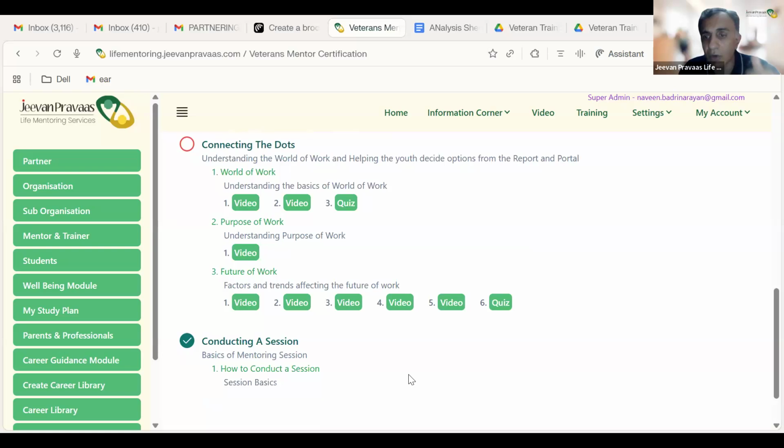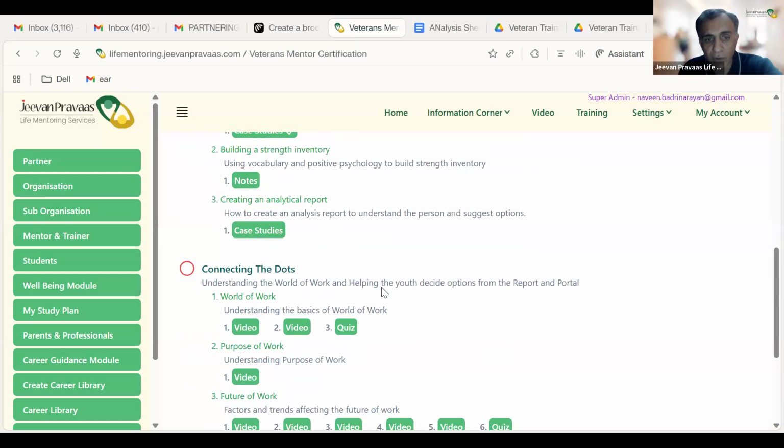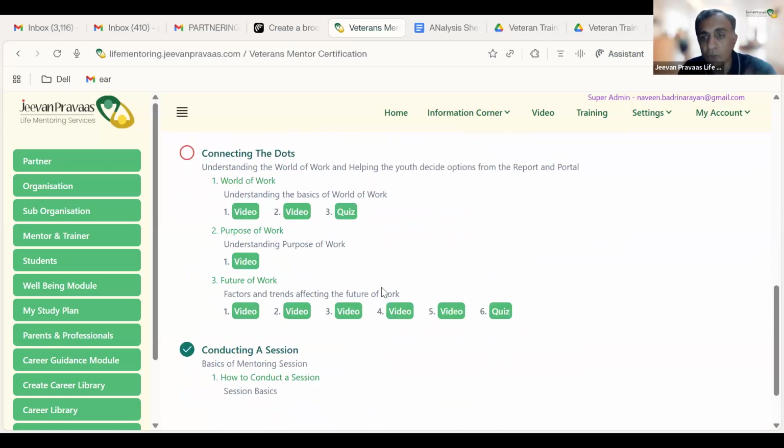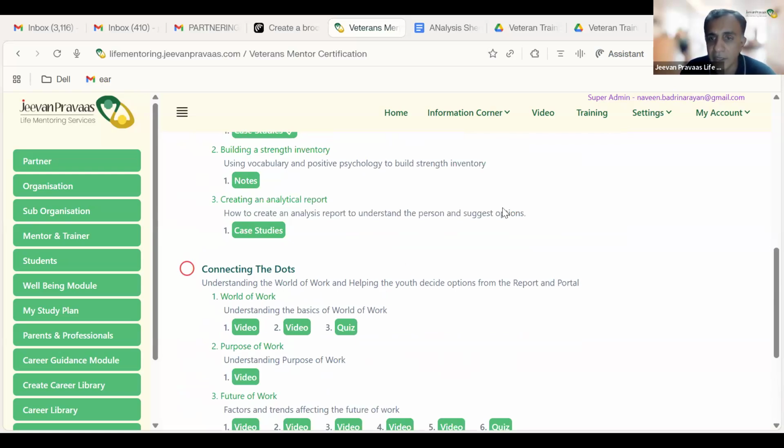Next session, we'll be talking about conducting a session, and also we'll be talking about the social aspect of it, which Ninad will be talking about. So that will be done in the next session on 13th. But right now, I think you just have to finish this understanding psychometric report and connecting the dots. These 2 things, if you can complete, then we'll be ready in the next 2 to 3.